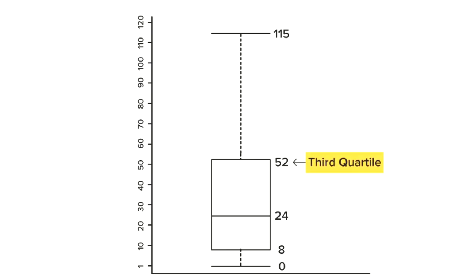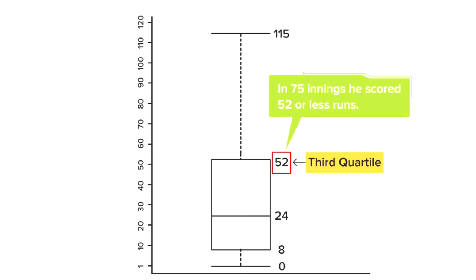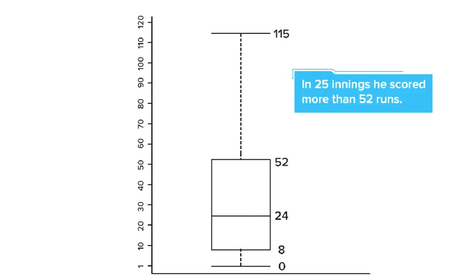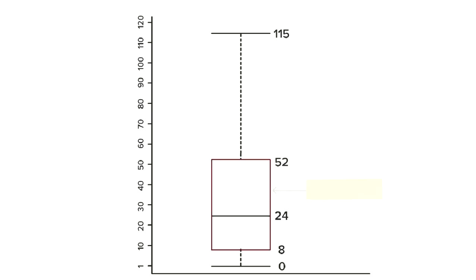The 75th or the third quartile will be at 52 runs, which means that in 75 innings, he scored 52 or less runs. Another way to read this could be that in 25 innings, he scored more than 52 runs. The length of the rectangular block will be of 44 runs, which is the difference between third and first quartile. From this rectangle or the interquartile range, we figure out that maximum times runs scored by Tendulkar in his first 100 innings were between 8 and 52. The median score for Sachin Tendulkar or the 50th score is 24 runs.